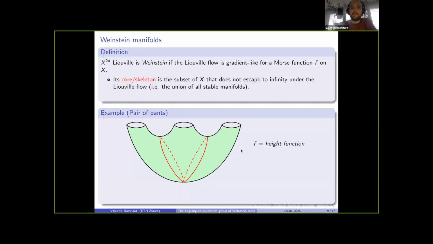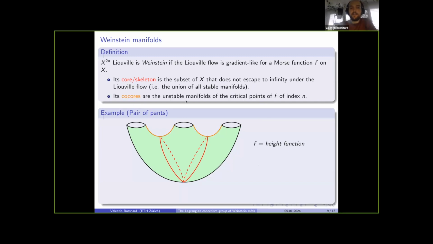Some important subsets are the core, it's the deformation retract of X itself. And these are the points that don't escape to infinity under the Liouville flow. And this also coincides, because X is Weinstein, with the stable manifolds of the critical points, because the critical points of the height function are here, here, and here. The stable manifolds are exactly these red circles.